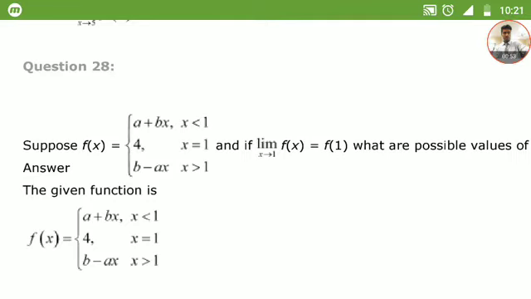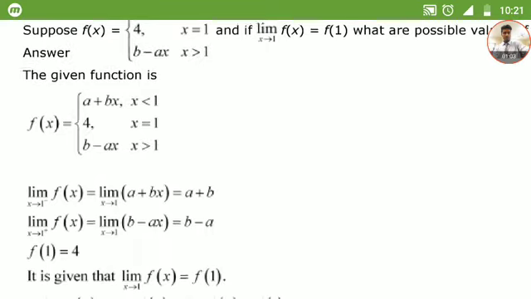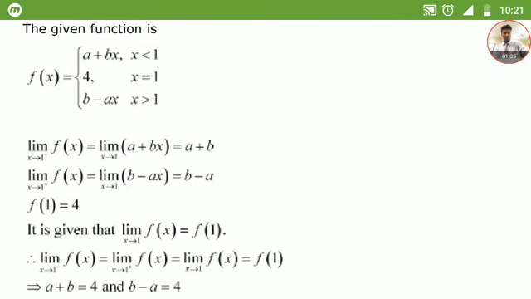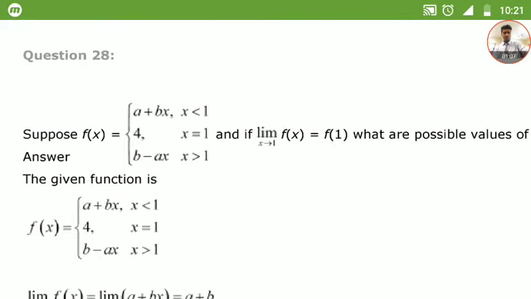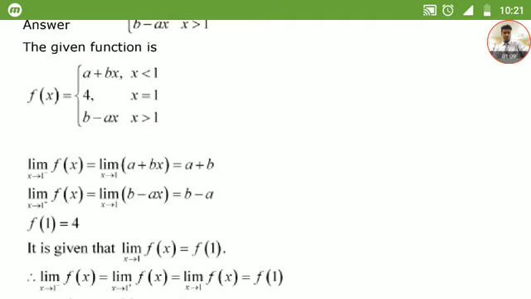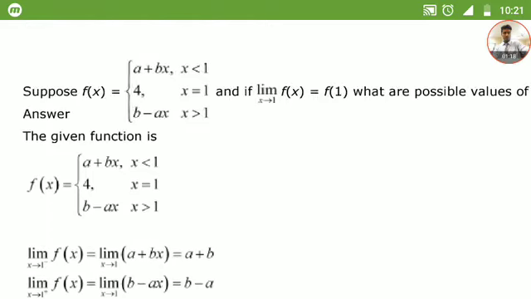So left hand limit x tends to 1 minus will be choosing the upper one, and the right hand limit for x tends to 1 plus will be choosing the third function. Okay, so I substituted the values for 1 in x less than 1, like we have out here a plus b, and for the second one a b minus a, and we have f of 1 is equal to 4 as given in the question.